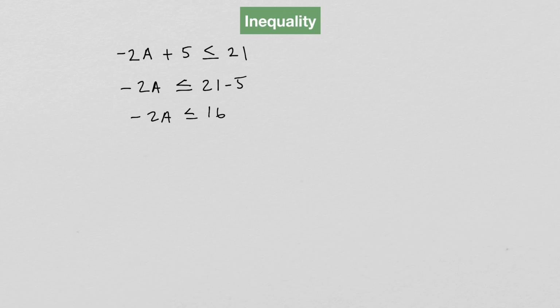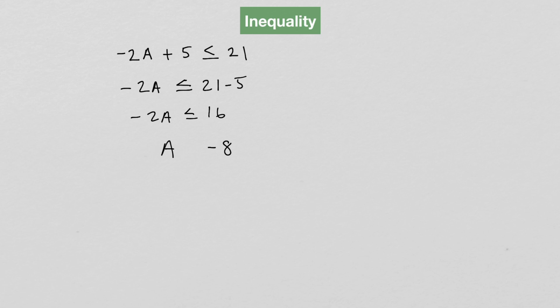Okay, so now we're going to need to remove this negative 2. To do that, we need to divide both sides by negative 2. So what we're left with is a, and I'm going to leave this inequality blank for a second, and we're going to finish the computation. So 16 divided by negative 2 is negative 8.